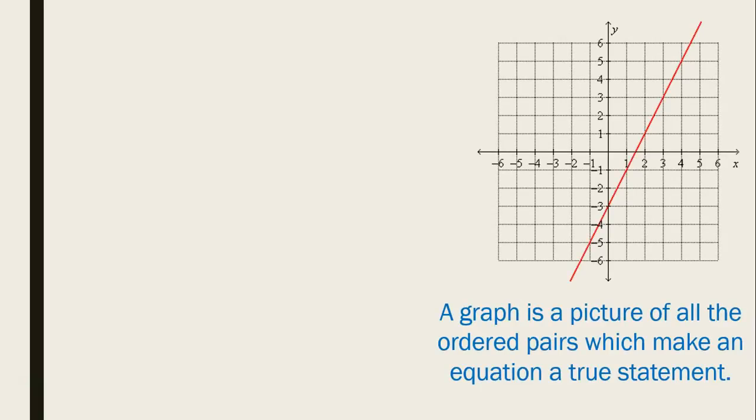Before we start looking at some specific functions, I'd like you to think about what a graph really is representing. A graph is just a picture of all the ordered pairs which make an equation a true statement. So if we're looking at a linear function, and we know the equation of that function, then we've got a description of all of the x and y values which can be paired and then substituted in the equation to make a true statement.